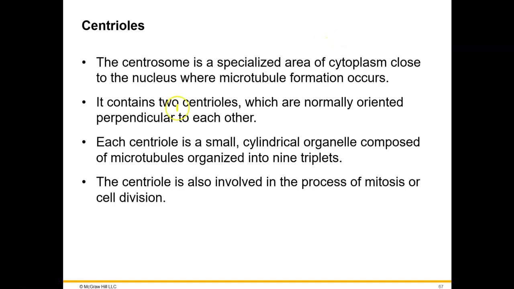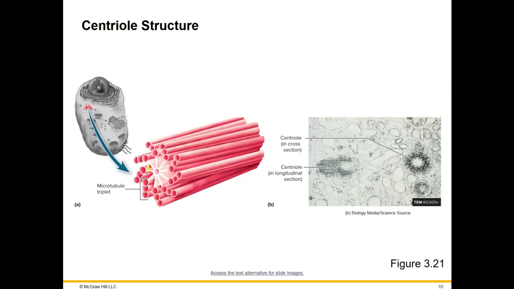Centrioles are structures found within the centrosome. So the centrosome is where the microtubule formation occurs during cell division. Those microtubules, I call them spindle fibers or spindle microtubules. The microtubules that are a part of cell division are formed in the centrosome. The centrosome contains two centrioles. They normally are lined up perpendicular to each other, and they are composed of microtubules. And so the centrioles and the centrosome are involved in cell division.